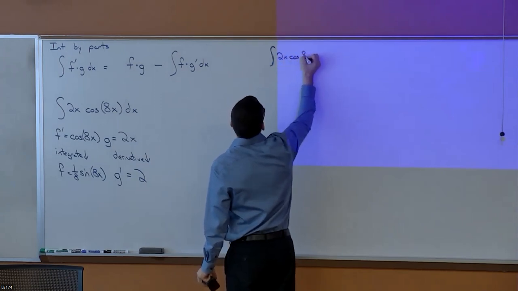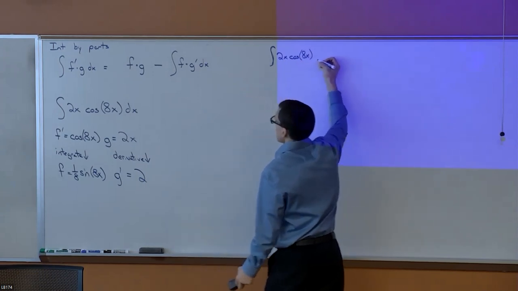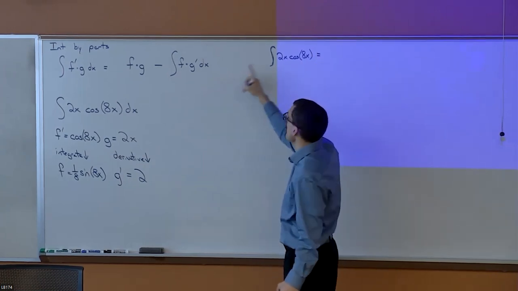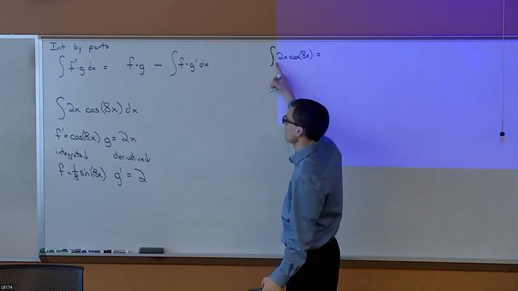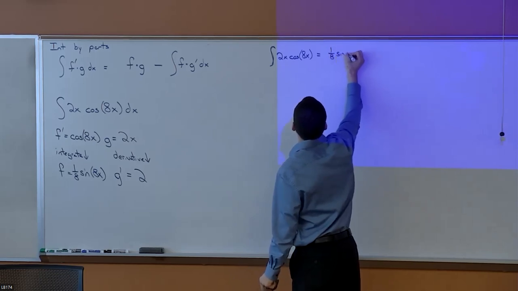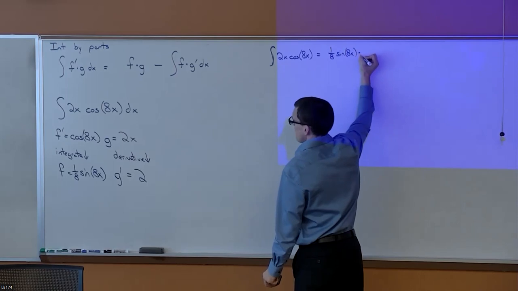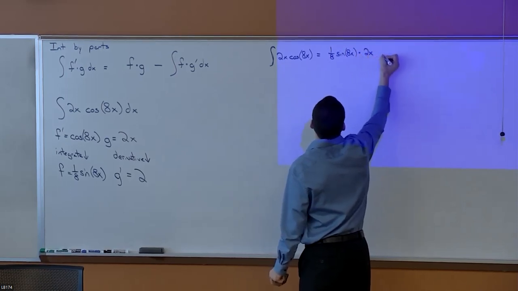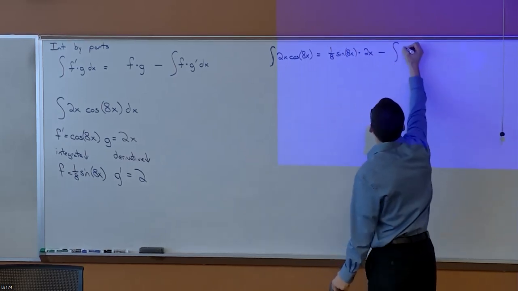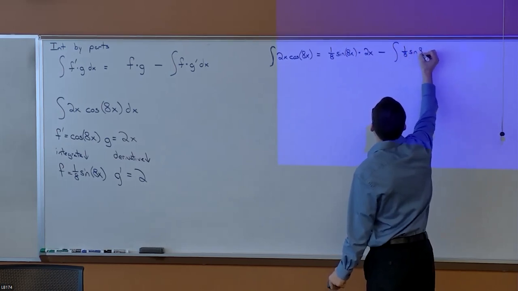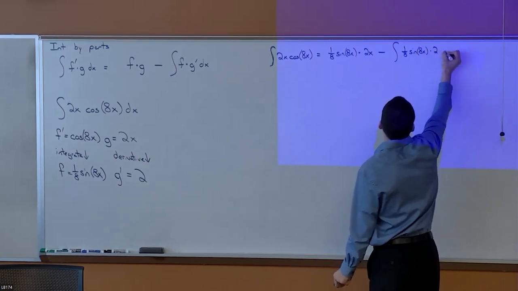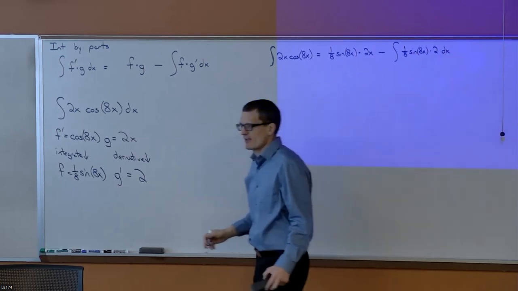Okay, so now that we have our f prime, our g, our f, and our g prime, now I'm going to turn to the formula and say, if I want to integrate f prime times g, that is f multiplied times g minus integrate f multiplied times g prime, integrated with respect to x, obviously.